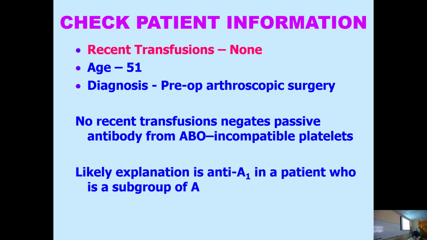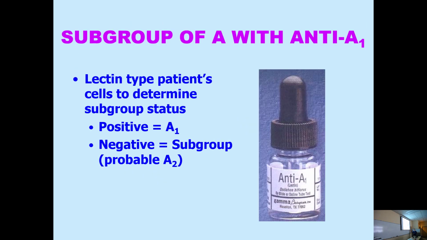So recent transfusions, none. 51-year-old pre-op arthroscopic surgery. So you gotta have some sort of scope done. No recent transfusion lets us know it's probably not some sort of passive ABO issue, because that's very self-limiting. A passive ABO issue, like I said, you get that bolus of 50 cc's of plasma, self-limiting, it's going to go away. That's not going to be our problem. Likely explanation is an anti-A1 in a patient with a subgroup of A.